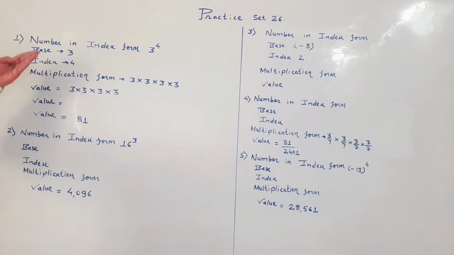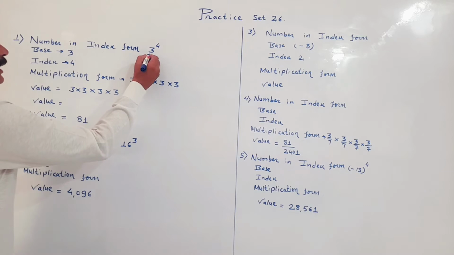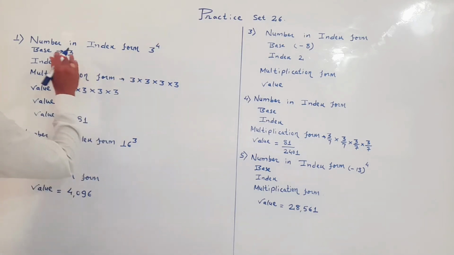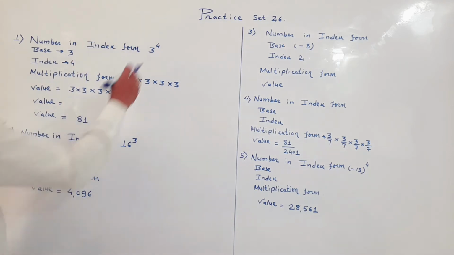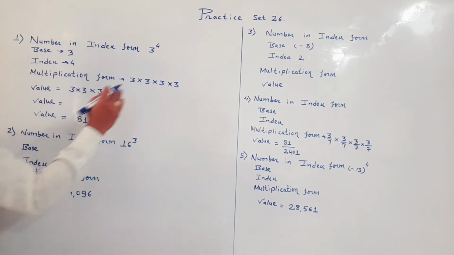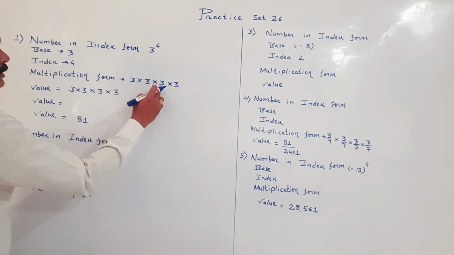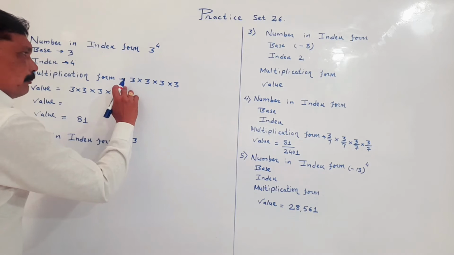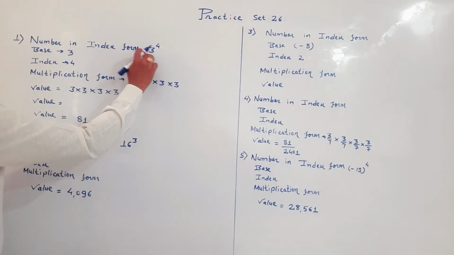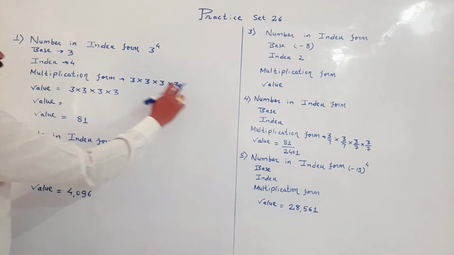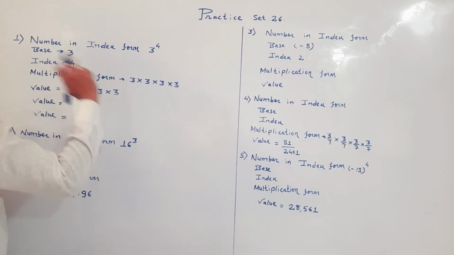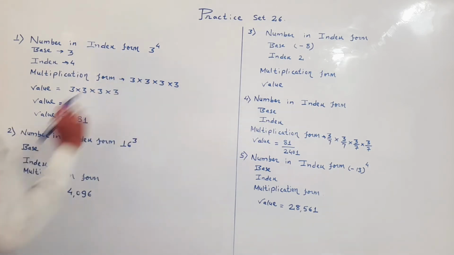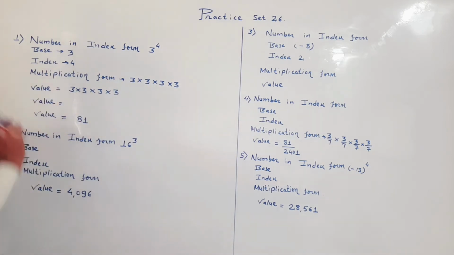My dear student, number in index form is given. It is 3 raised to 4. Here base is 3 and index is 4. So we can write the multiplication form in this way: 3 into 3 into 3 into 3. We will multiply the base itself. Here base is 3, so we have multiplied the base itself, and index is 4, so we have to multiply it 4 times. 1, 2, 3, 4.